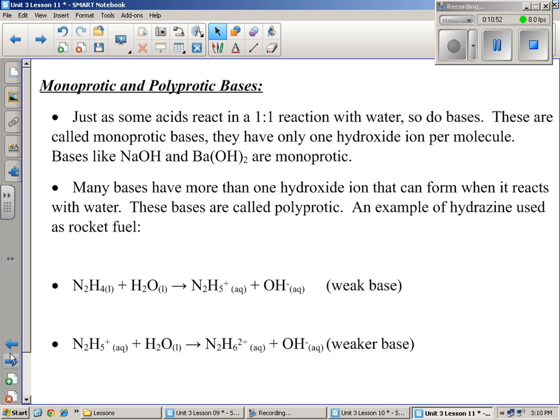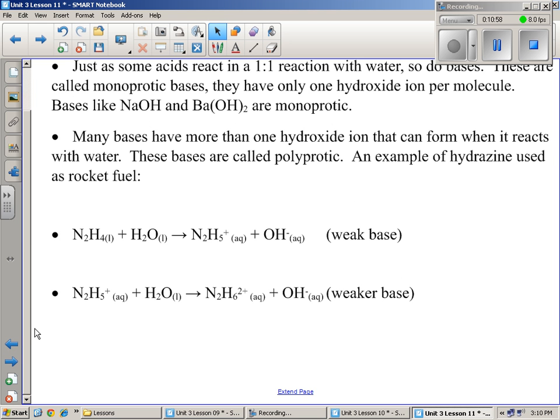We have monoprotic and polyprotic bases. We're not going to spend much time on this. I will tell you once again, we are only going to worry about monoprotic bases: sodium hydroxide, barium hydroxide, potassium hydroxide, things like that, okay? The key here is to think, and I know some, well, maybe you are, maybe you're not, I don't know.